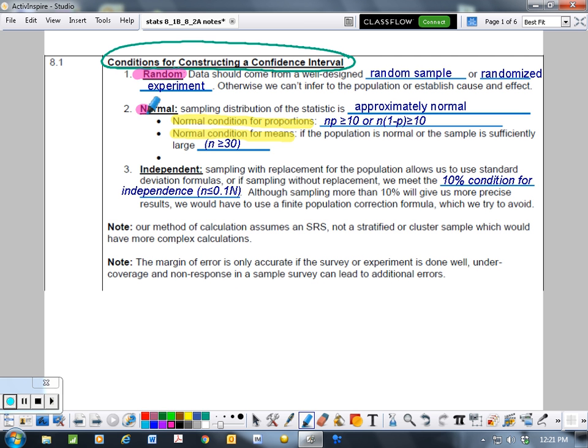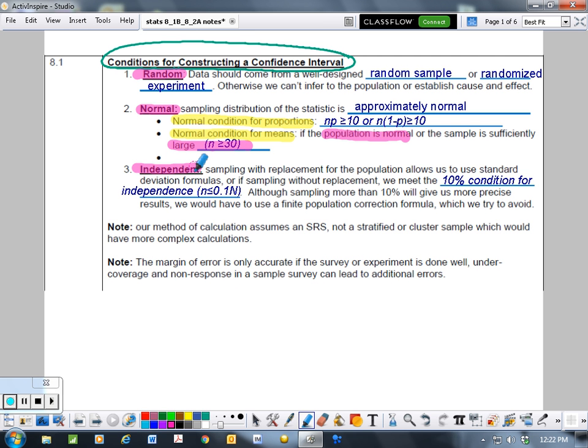Okay, the second one is the normal condition. We need this for our probability, so our sampling distribution needs to be approximately normal. If we're talking about proportions, we have to check that n times p is greater than or equal to 10, and n times 1 minus p is greater than or equal to 10. Exact same thing that we had in chapter 7. Now the normal condition for means: either the population is normal, or our sample size is large. So we have to have 30 or more in our sample to make sure that we meet that normal condition. And the last one is independence.